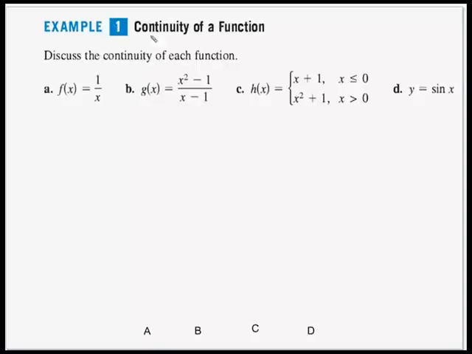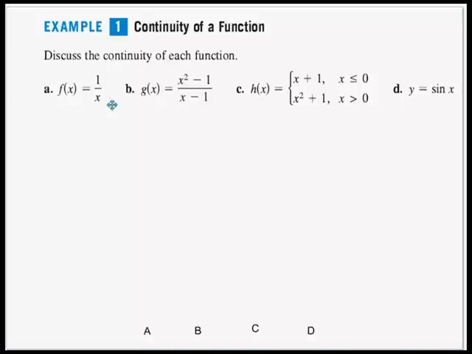So here in example 1, let's check out some functions and discuss the continuity of each function. Let's see, here is the basic rational function, 1 divided by x. So what number is going to mess us up here? Well, if we plug in a 0, if we divide by 0, the world's going to blow up, of course. So we have a discontinuity at that point.